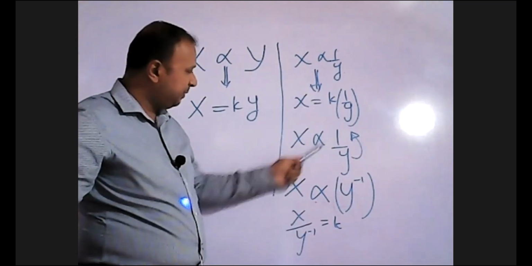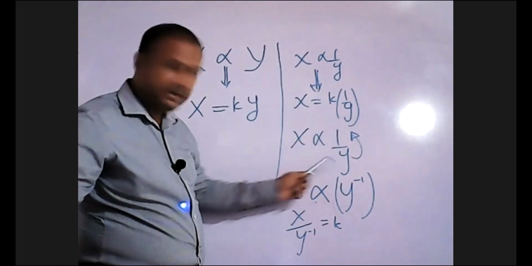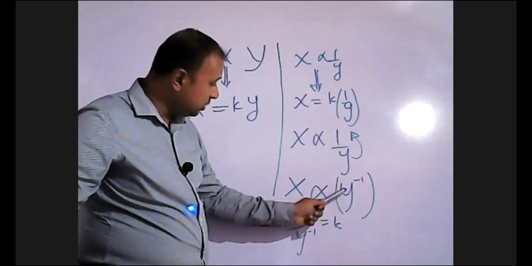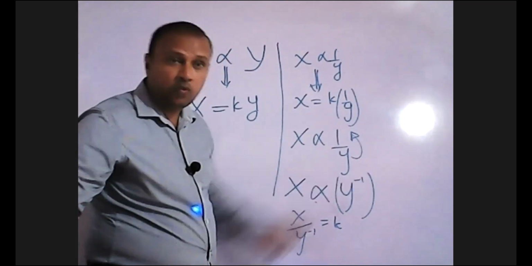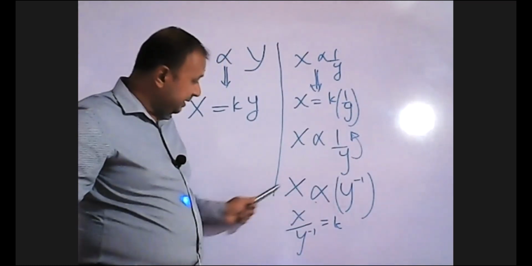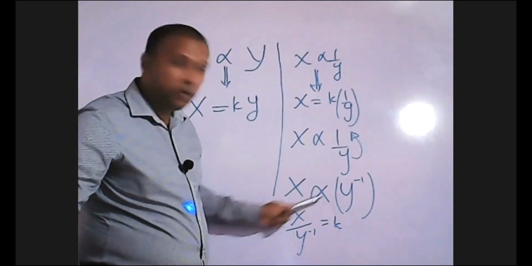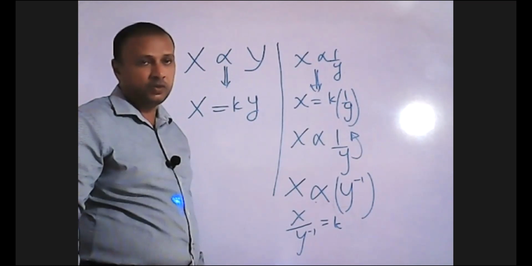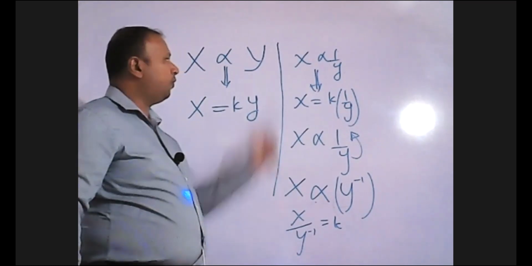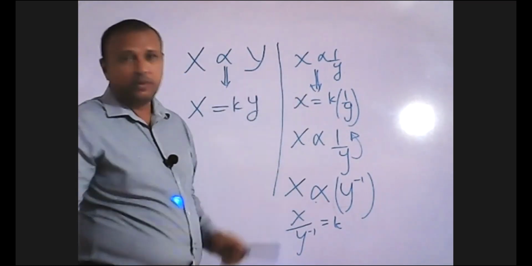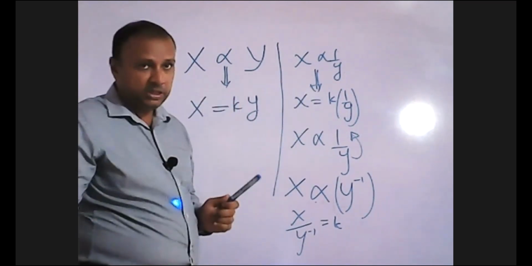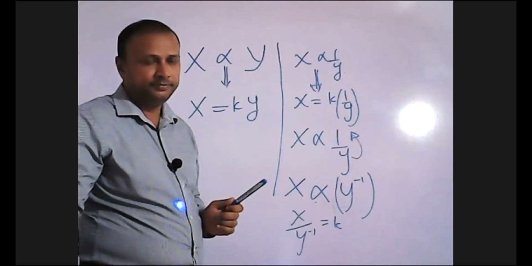X indirectly proportional to y means I can bring this y to the numerator, so it will be y to the power minus 1. So that means x directly proportional to y to the power minus 1. So I don't want to consider two relationships. I can deal with one relationship after these two.